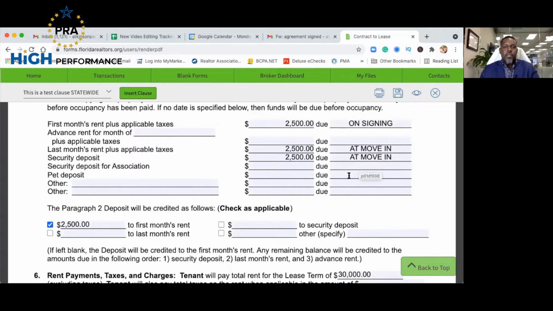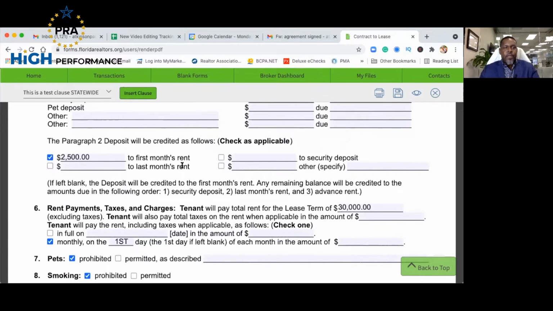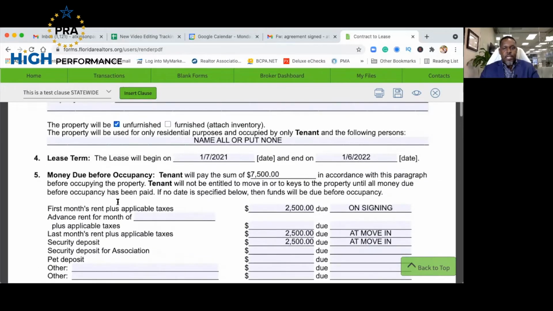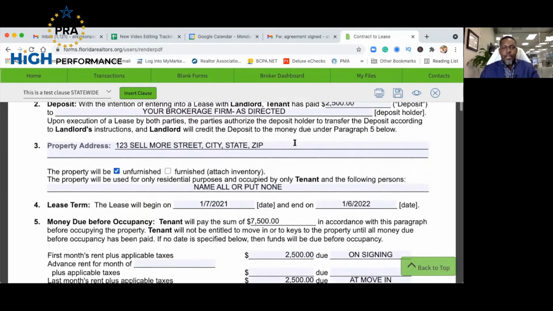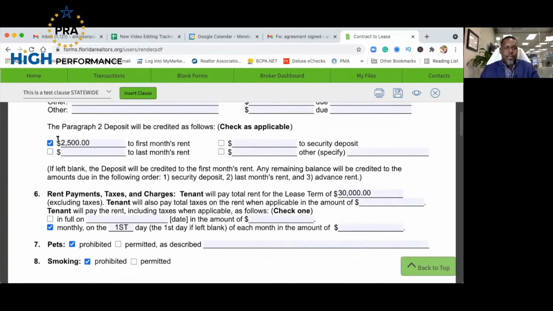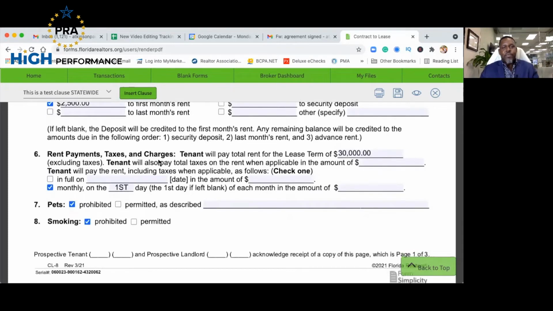At move-in, 6 months after move-in, what are the tenant and the landlord agreeing to? Then the deposit from paragraph 2 up above, this deposit right here, it is being identified here as being the first month's rent. So you have to check that box. Don't leave it blank. You've got to check it. What is the deposit going towards? First month's rent, last month's rent, security deposit, usually the first month's rent because the broker has it and that's the commission. That's normally half of the first month's rent.